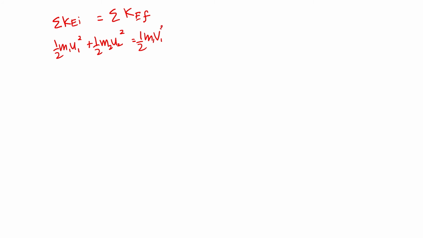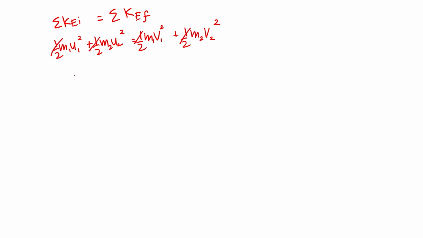Okay, go to the total kinetic energy. Total kinetic energy initial equals total kinetic energy final. So kinetic energy initial, half m1 u1 squared plus half m2 u2 squared, equals half m1 v1 squared, v for speed after, plus half m2 v2 squared. Okay, we can substitute, and since all terms have a half, we can cancel it out.